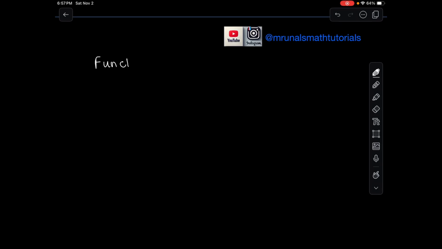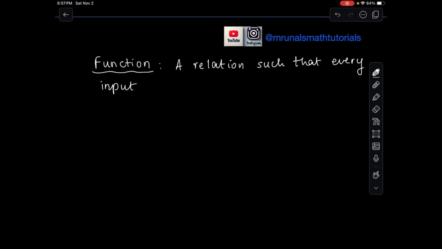A function is basically a relation such that every input has one and only one output.